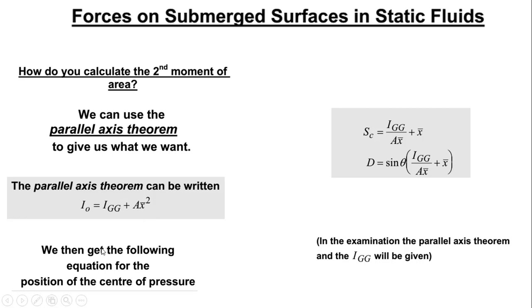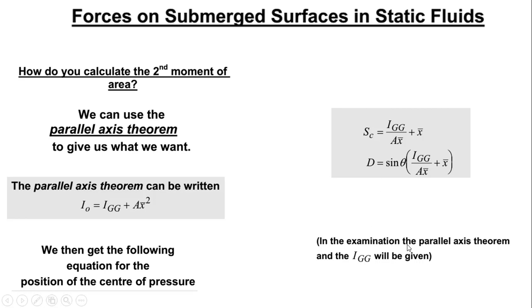So for us to get the final equation that we need to use, we can substitute this in the previous equation, and we are going to get SC is equal to IgG over A x bar plus x bar. Then our D, which is the depth, will be equal to sine theta times IgG over A x bar plus x bar. Please take note of this equation. We use it a lot when calculating and solving problems in this topic. So SC and D, you need to know and master how to use this.